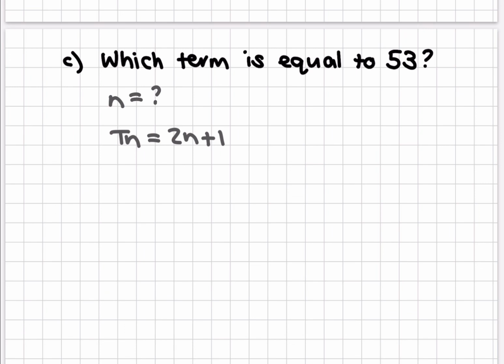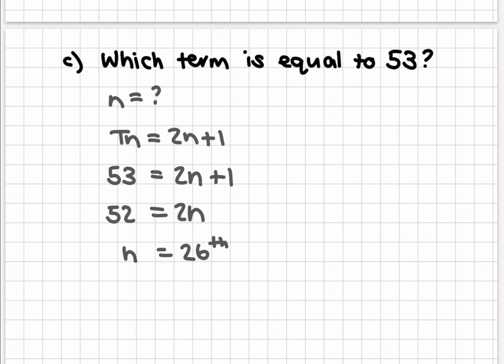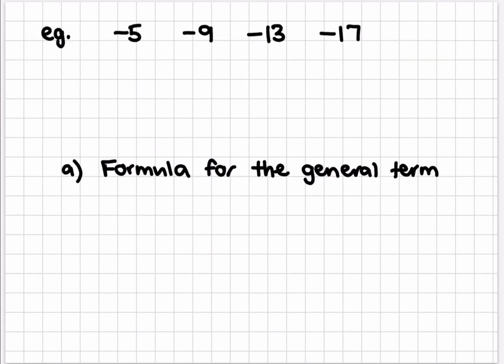So we're going to say where Tn is, we're going to put 53 is equal to 2n plus 1 because we need to calculate the position. So let's calculate n. We're going to take the 1 across. It's going to become 52 equals 2n. Divide by 2 on both sides and we end up with 26. So the 26th term. You don't have to put 26th term, but you can just put 26 and you'll get your full marks. So let's have a look at this example.